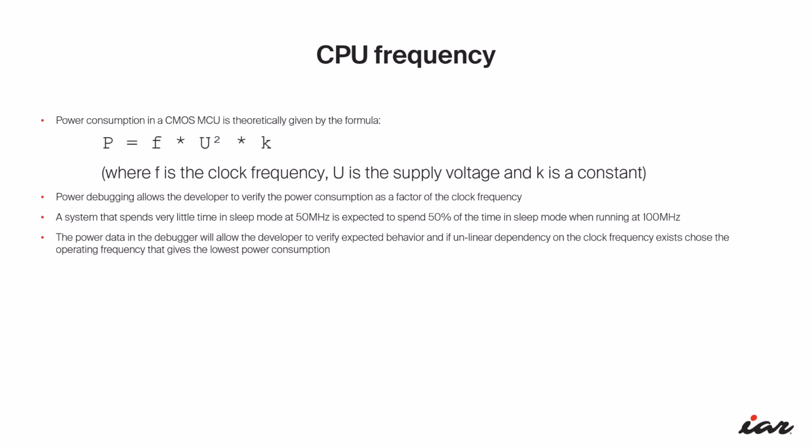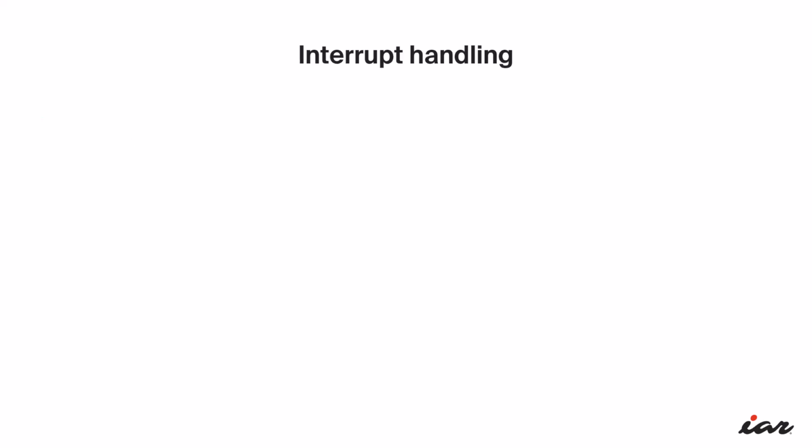The power data in the debugger will allow the developer to verify expected behaviors and, if some nonlinear dependency on the clock exists, to choose the operating frequency that gives the lowest power consumption. Again, it's a matter of measuring, and of course if you use compiler optimizations to generate faster code, you might already have the chance to use a bit lower frequency and have the same performance or results. But it's always best to measure because each application might be a bit different.